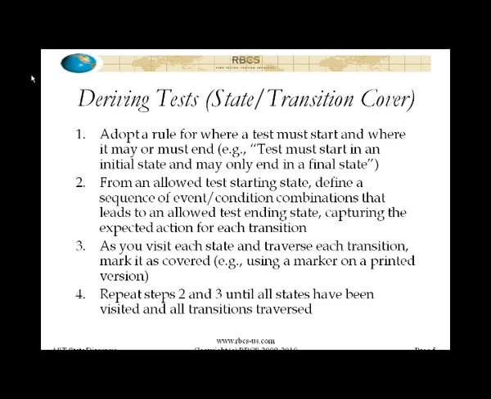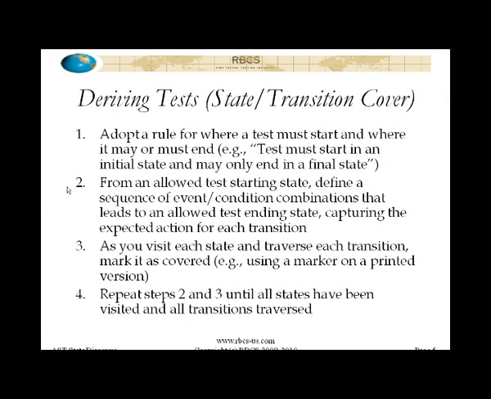Okay. It's important to have these rules about what constitutes a test in these cases because with the possibility of looping, the test could be of arbitrary length, and you want to have some way of saying, well, this is a test, and this is a test, and this is a test, and they're separate based on that rule. Okay, so with that rule in place, and this one is pretty typical, the one shown here, you then define a whole sequence of event or event condition combinations that lead you to an allowed test ending state.